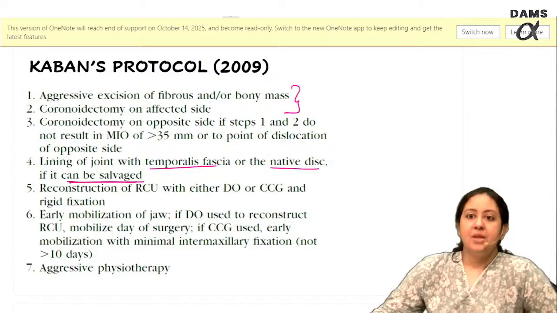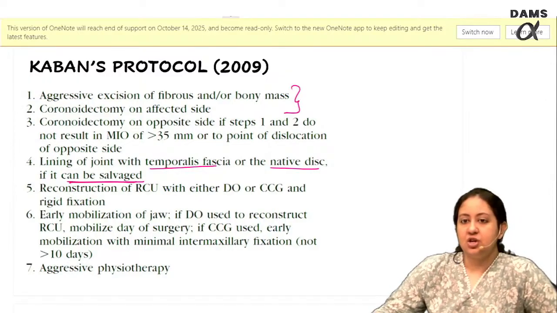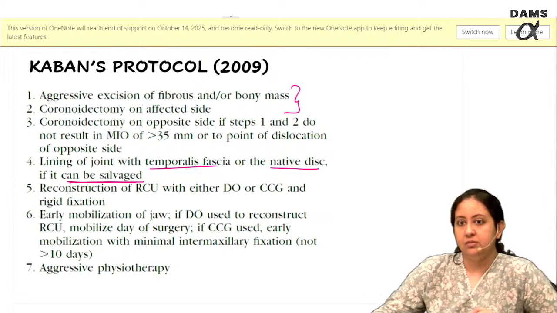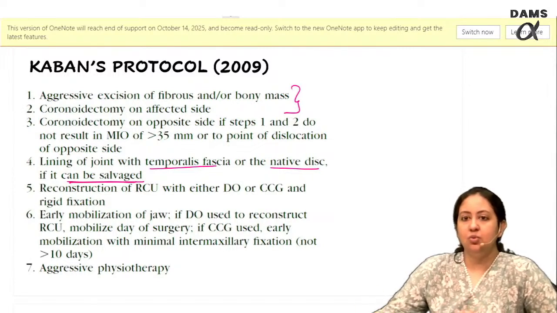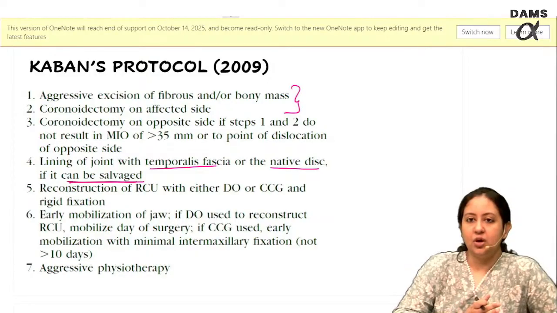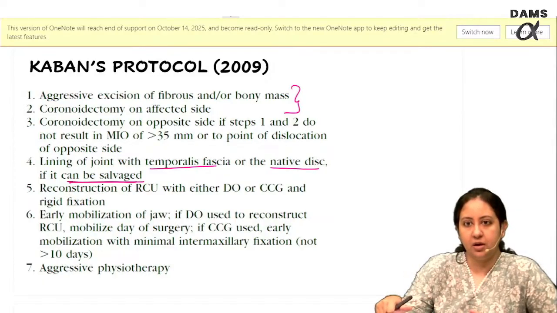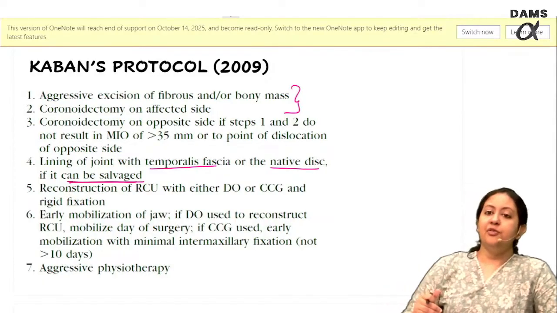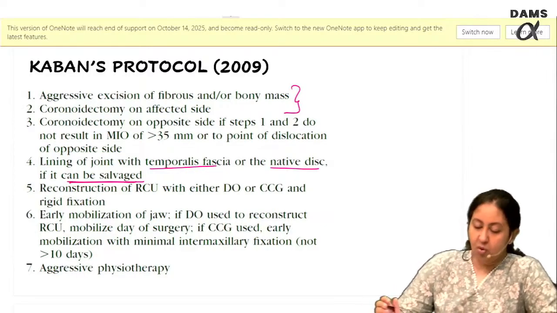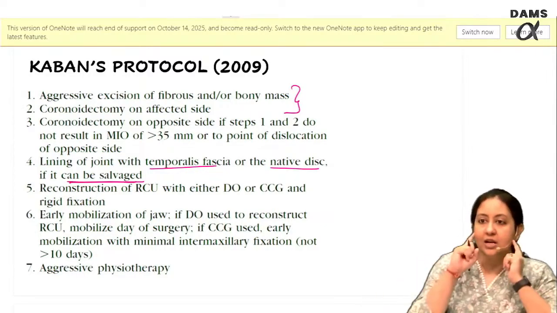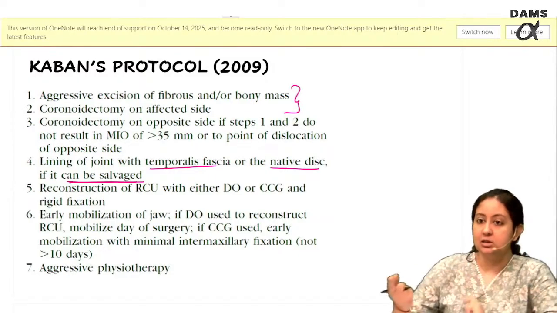Now the next step is reconstruction of the ramus condyle unit with either distraction osteogenesis or costochondral graft. You have now altered the anatomy of the joint. You have removed the condyle and the ankylotic mass, so now you have to reconstruct it either by distraction or with costochondral grafting, followed by early mobilization of the jaw. You have to get the patient back into mouth opening function as early as possible.